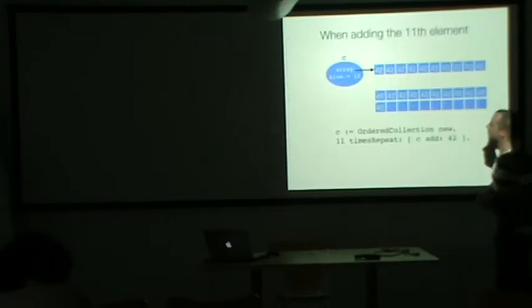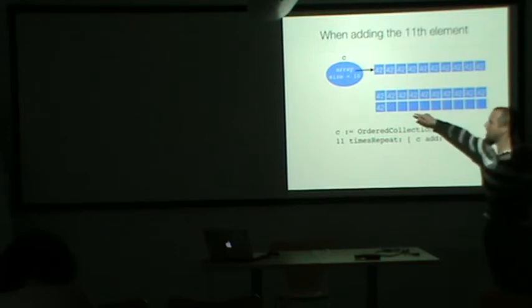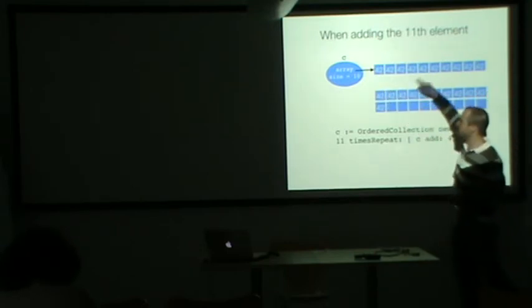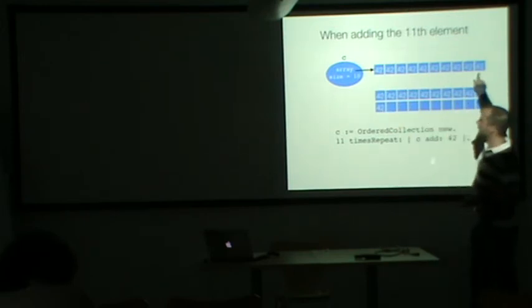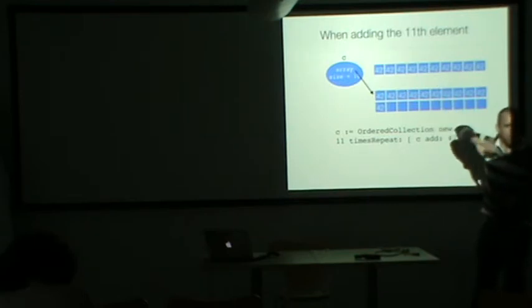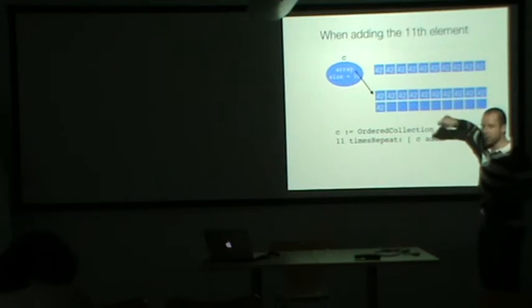Then the second optimization is about recycling the arrays that had been discarded. Remember, when I want to add the 11th element, a new array is created and everything is copied. I have the 11th element added, and what happens to the old array? It just gets discarded by the garbage collector. Instead, what we do in the second optimization is that we keep that array and we put it in a pool.